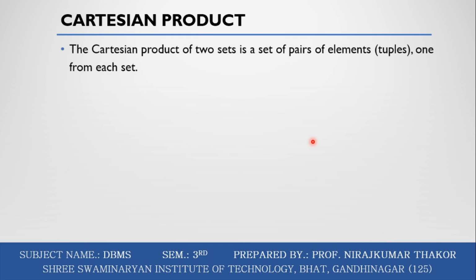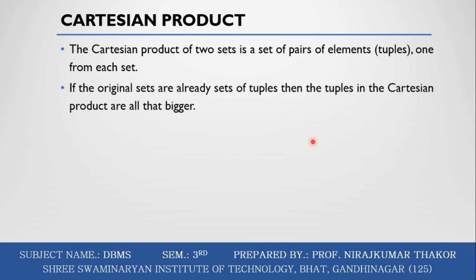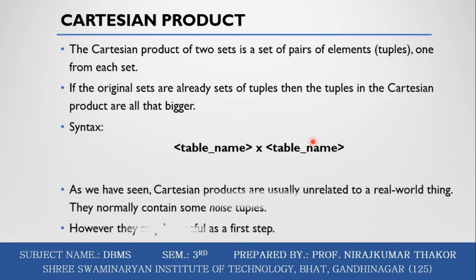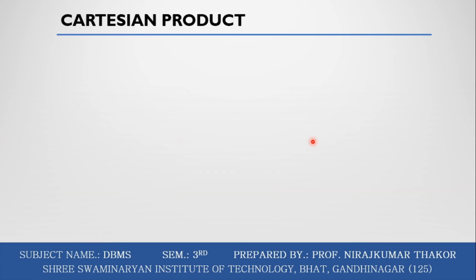Now the next is the Cartesian product. The Cartesian product of two sets is a set of pairs of elements, one from each set. If the original sets are already sets of tuples, then the tuples in the Cartesian product are all that much bigger. The syntax is table name 1 cross table name 2. This is the syntax of Cartesian product. The Cartesian products are usually unrelated to a real world thing. They normally contain some noise tuples. However, they may be useful as a first step.